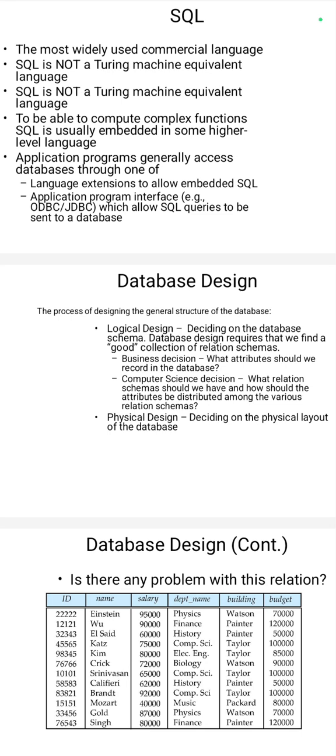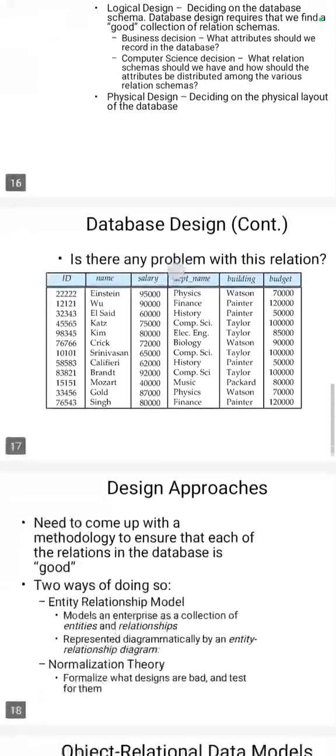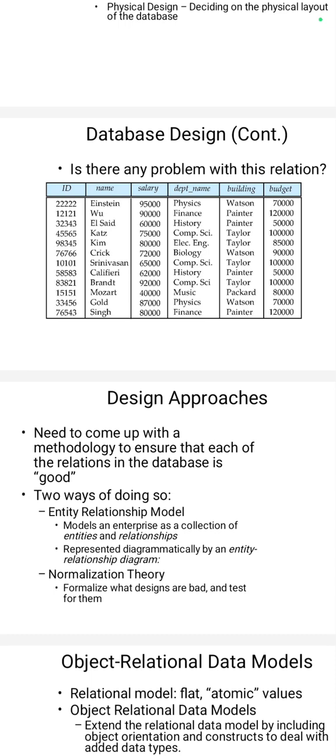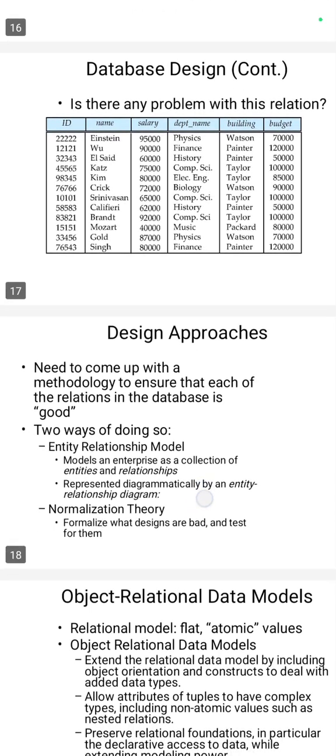So this is the table that we are showing how database design can be performed. Design approaches: when the approach is good, then the database design will also be good. If the approach is wrong, then it will result in a wrong database. We need to come up with a methodology to ensure that each of the relations in the database is good.